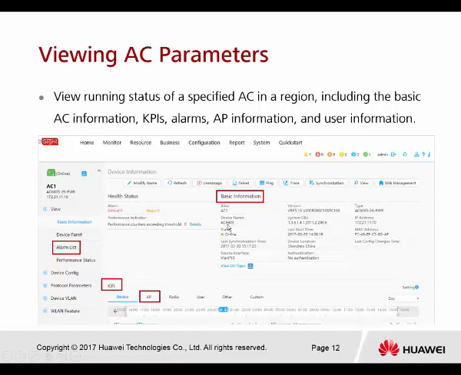Okay, this is my basic overview. So my basic information, AC number 1. Okay, my device name is 6605. The version, okay, the system OID, IP address, MAC address.